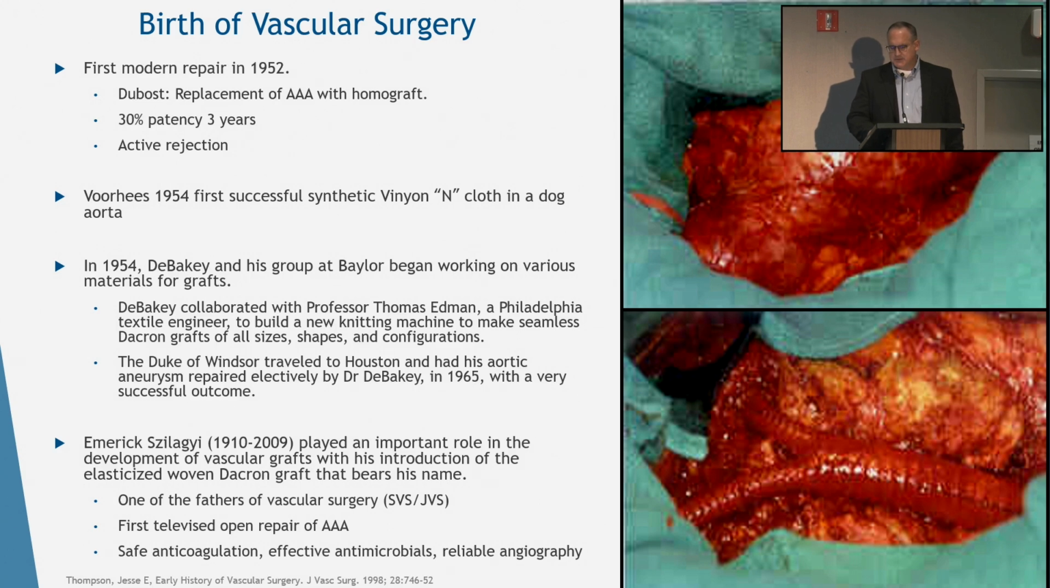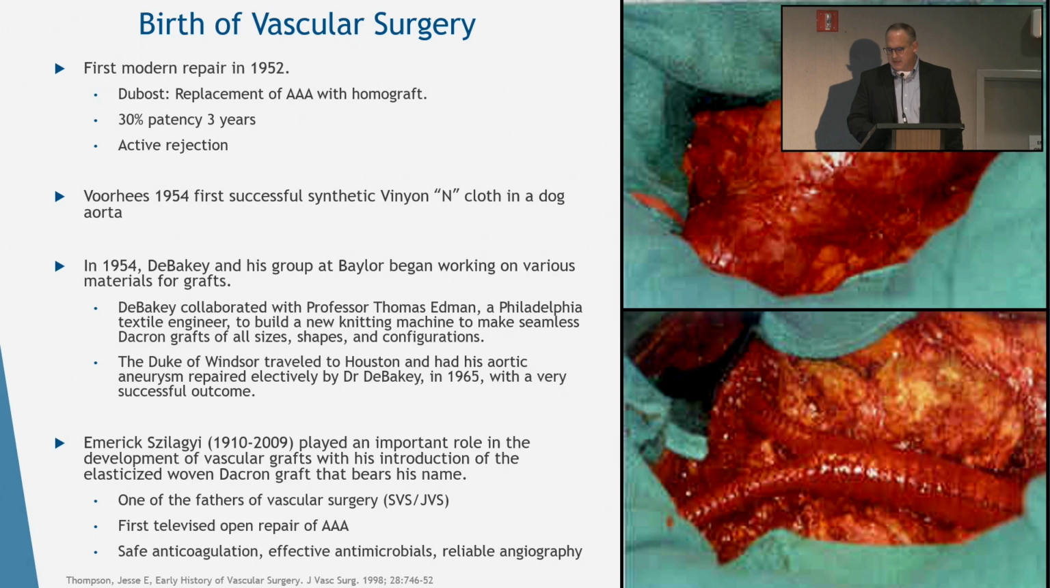And then most of the advances were made down at Houston at Baylor. Dr. DeBakey had a huge impact on this. He collaborated with another professor, Thomas Edman, and a Philadelphia textile engineer, and they built a new knitting machine to make seamless Dacron grafts of all sizes, shapes, and configurations, and they put them in people. Even the Duke of Windsor came to Houston and had his aorta repaired with a really good outcome.